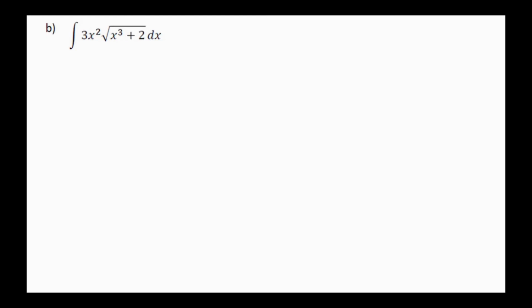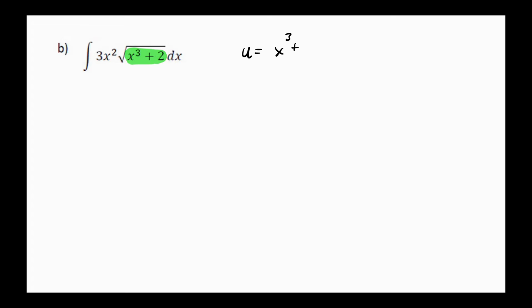Find the argument. We did already. We said this part was the argument. That's going to be u. Identify that as u. Find the derivative of u. The derivative of u would be 3x squared dx.